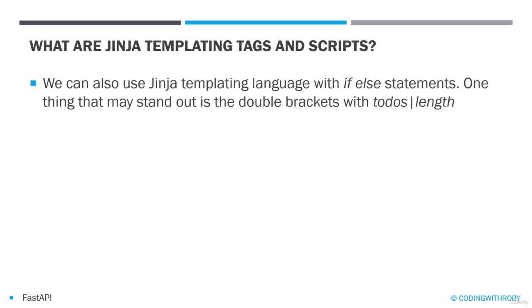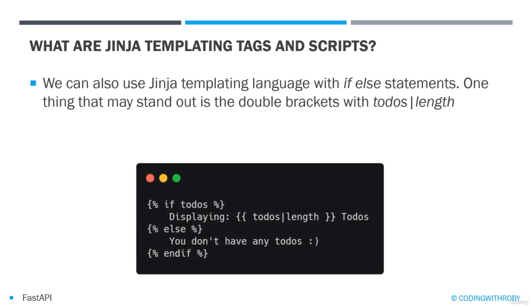We can also use the Jinja templating language with if-else statements. Again, we must use brackets with percent signs to create an if-else statement. One thing that may stand out is the double brackets within the to-dos pipe length. As we can see here, a single bracket with percent signs means some type of control flow, loops, or logic, while double brackets mean a specific variable. We also have to end the if statement by specifically saying end if, just like we had to specifically end the for loop by saying end for.